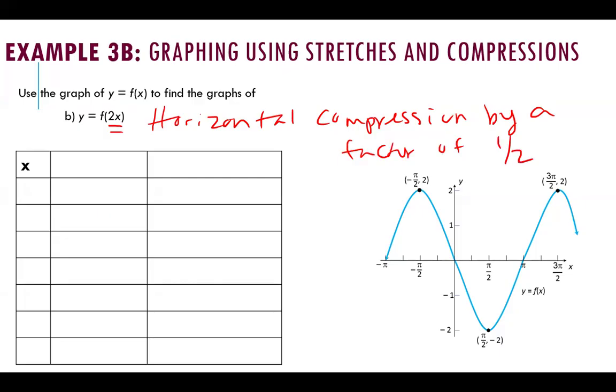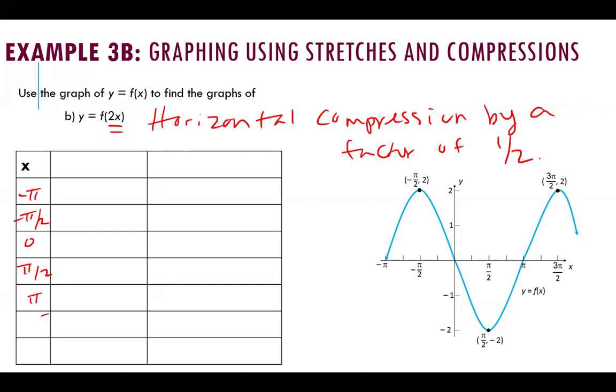Because I'm not multiplying by 2, I'm doing what with the 2? Dividing, because our x's are liars. So we're not multiplying the x's by 2. We are dividing the x's by 2. So that's why it's a compression by a factor of 1/2. Okay, so my original x's that we had were negative pi, negative pi over 2, 0, positive pi over 2, pi, and 3 pi over 2 who won't be our friend.